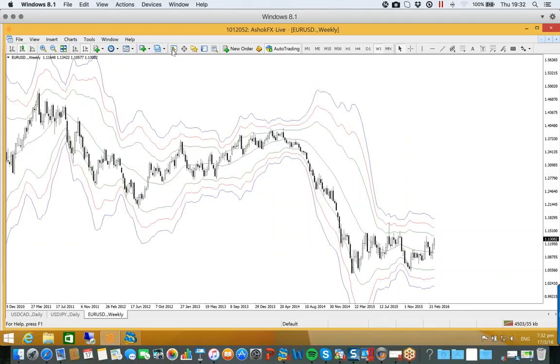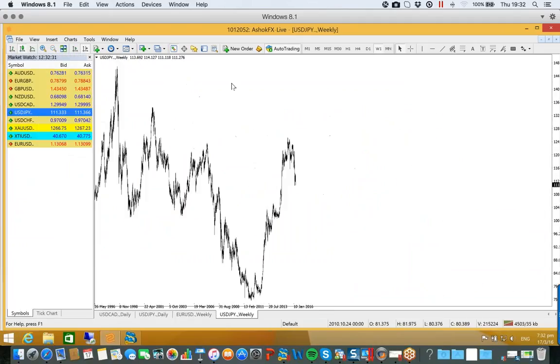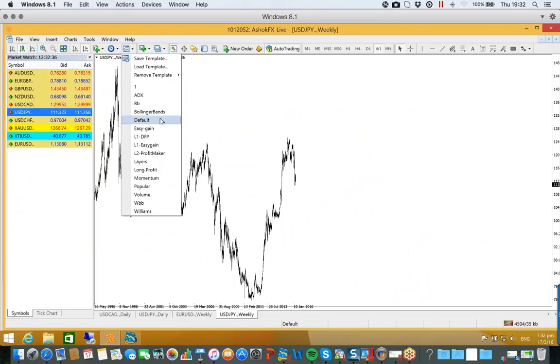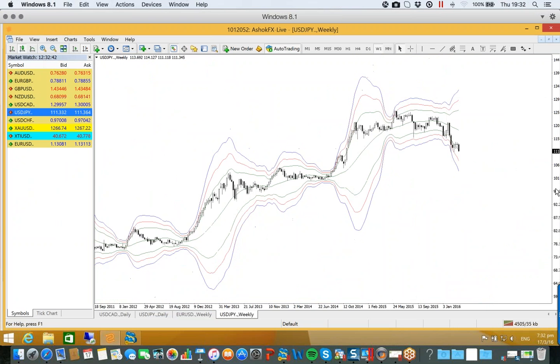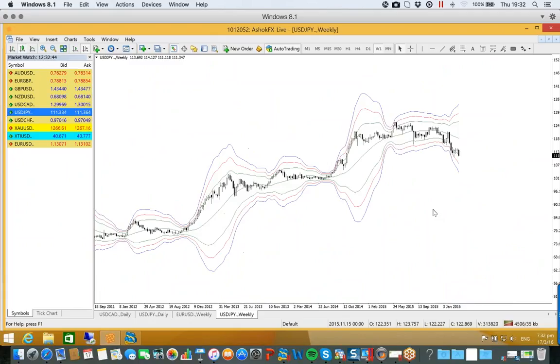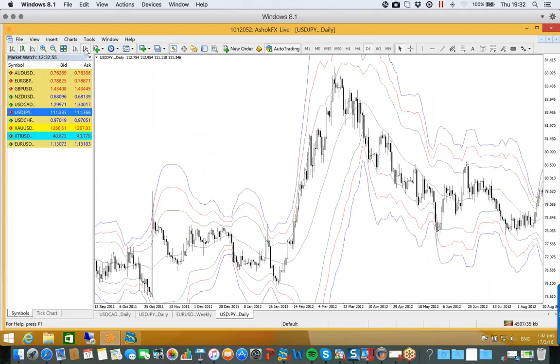So if I go to a dollar yen chart, I just go down here and look for WBB. There you go. And automatically I have a weekly chart. And then you can go down to the daily chart. I can go down to the daily chart.